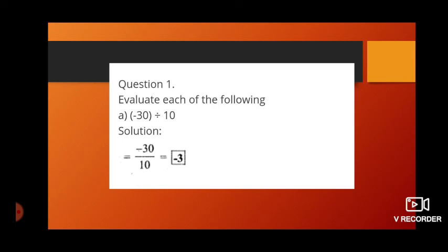Now come to the sign. If we see the sign, 30 is negative and 10 is positive. As I told you already, if both have the same sign, you will get positive. If both have different signs, then you get negative. Isn't it? So, minus by plus, you will get minus.